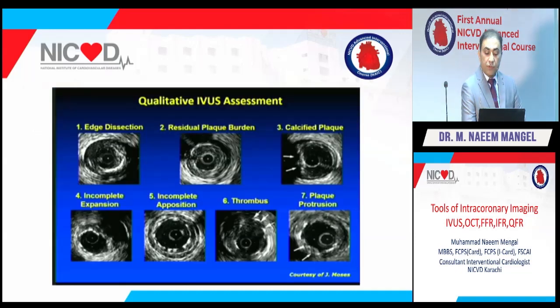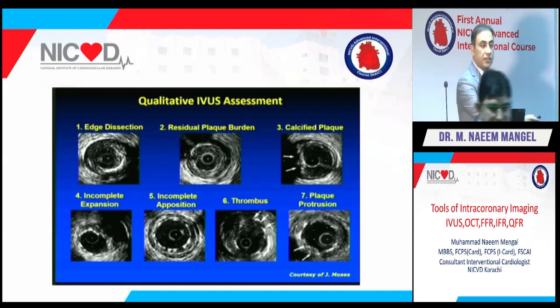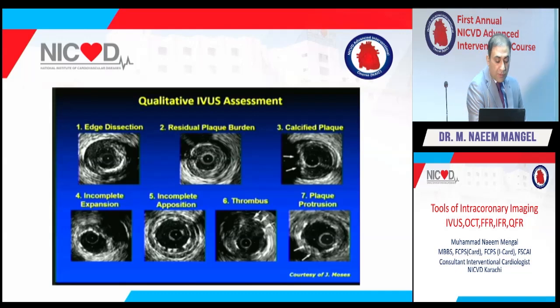And for the qualitative IVUS assessment, what are the other important things or information that we can get from the IVUS? For example, edge dissection, we can see. You can see the edge dissection over here, and you can see the residual plaque burden. Why should we look for the residual plaque burden? I'll go to the next slide, and what are the important things that you should look for when we are doing IVUS. I think it will be more clear in the next slide.